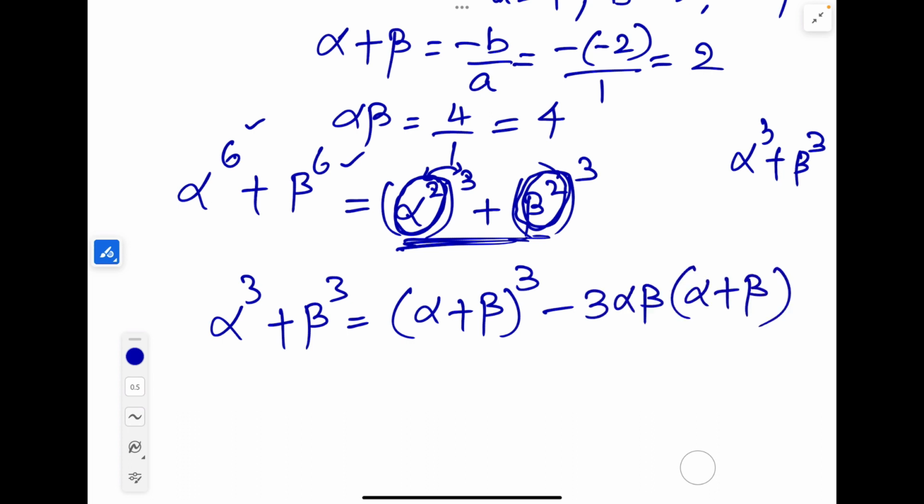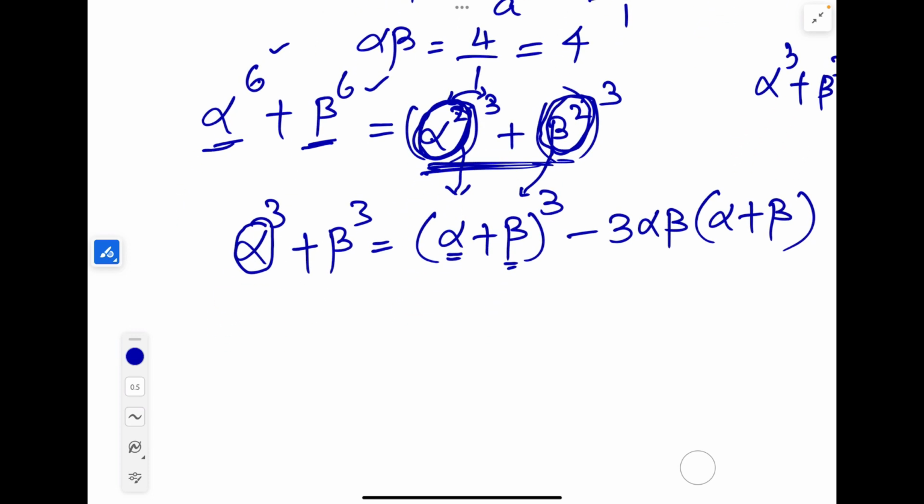Okay. Now here we have alpha power 6 and beta power 6, right? So here, in place of alpha, we have alpha square in that place, right? So wherever you find alpha and wherever you find beta, replace this by alpha square, beta by beta square. Okay, try to write like that.